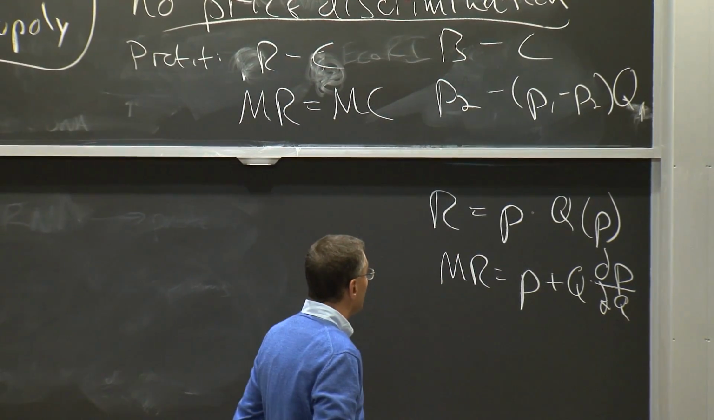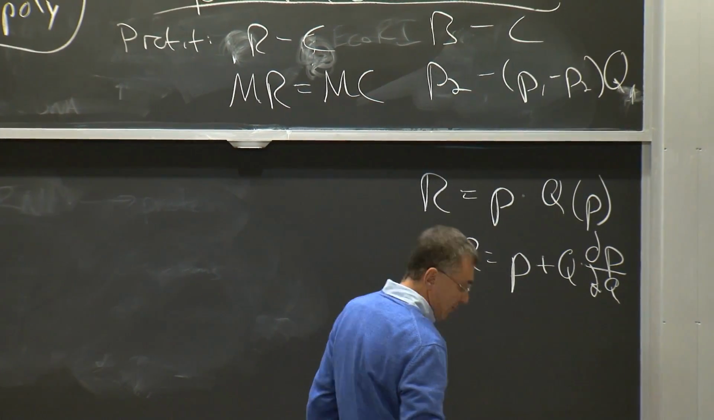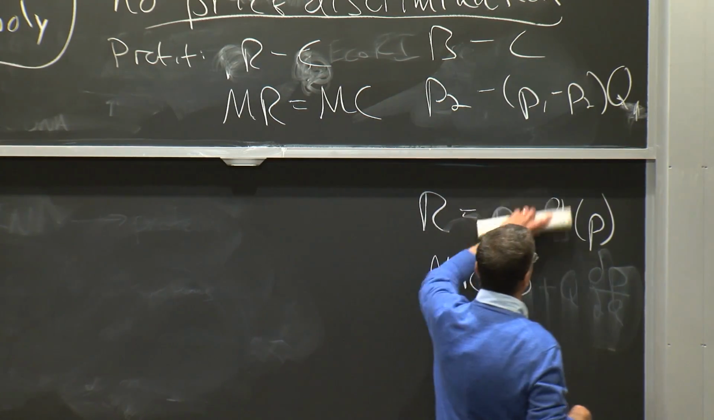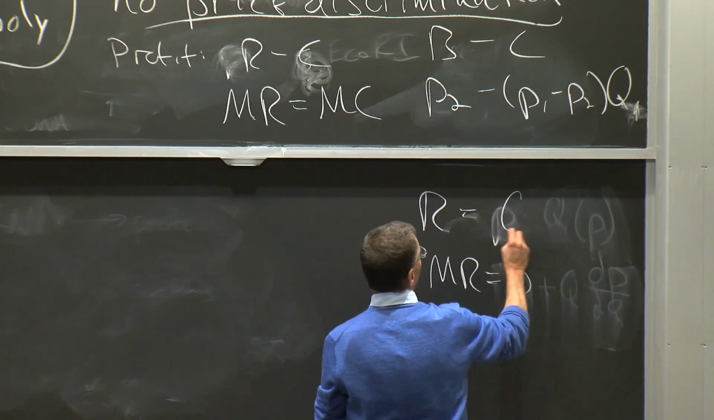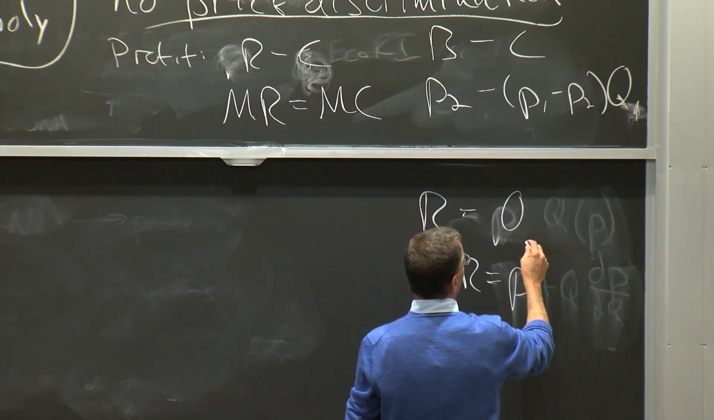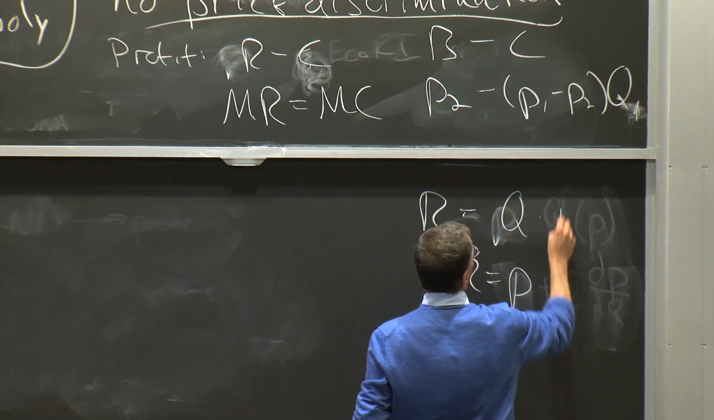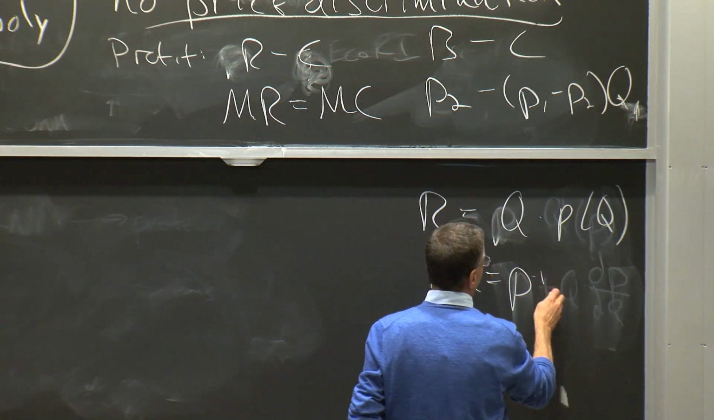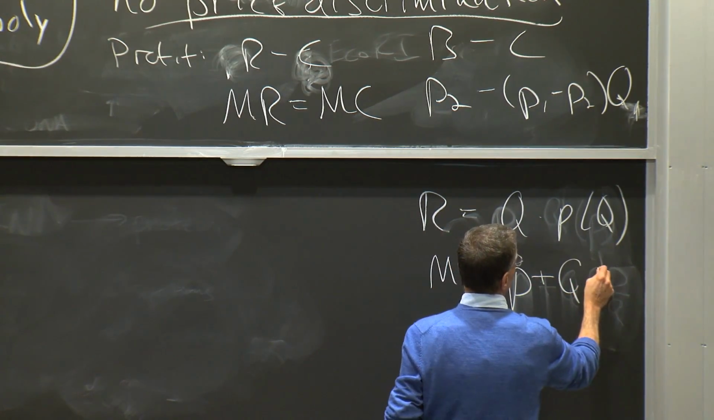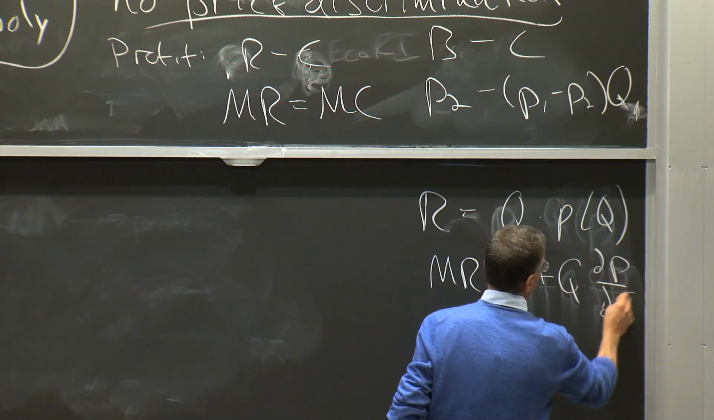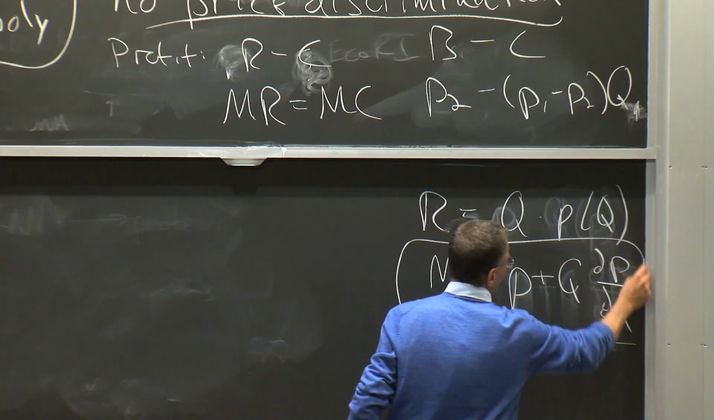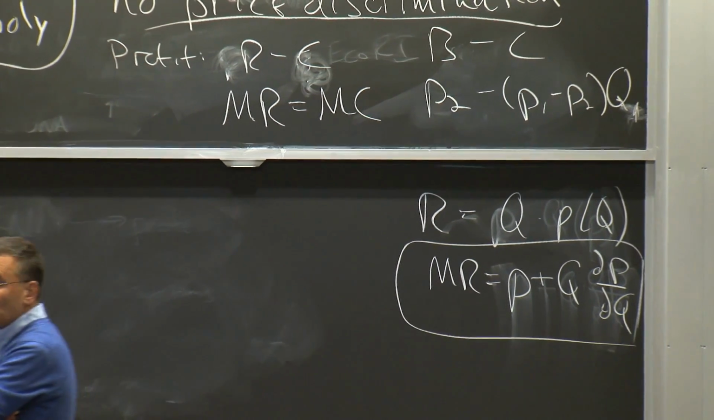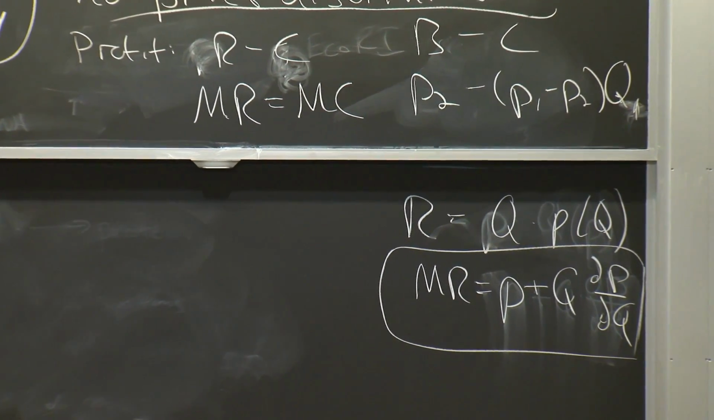Okay? What did I do wrong there? Oh, I see, yes, of course. It's Q times P of Q, that's what I did wrong. So it's P plus Q dP/dQ. I had this line right, I set the initial line wrong. So price is a function of quantity, because if you want to sell another unit, you're going to have to lower your price.